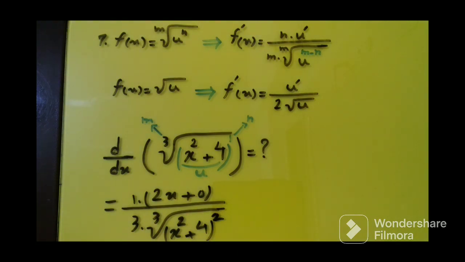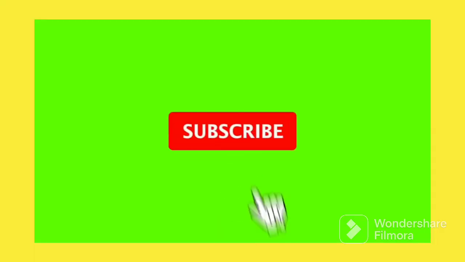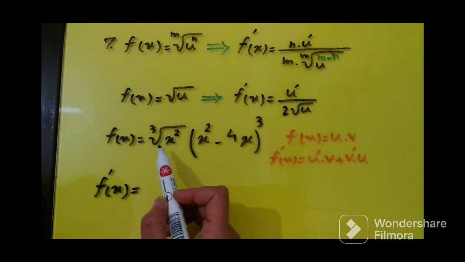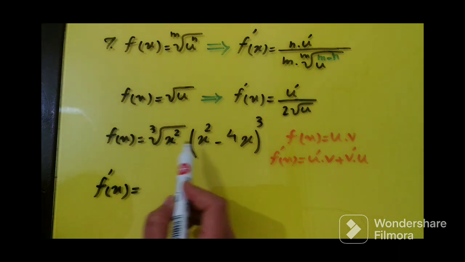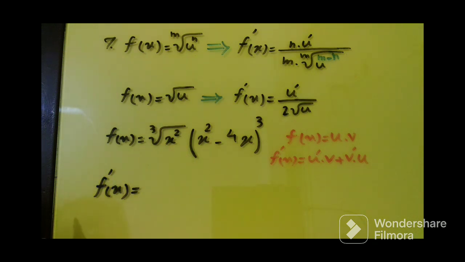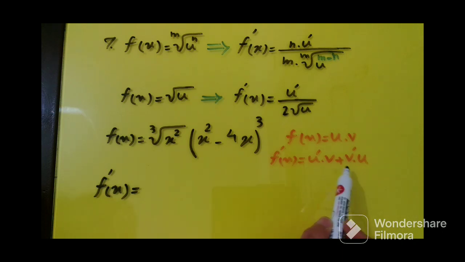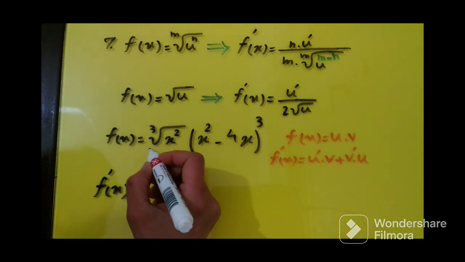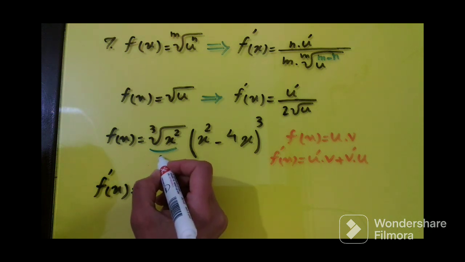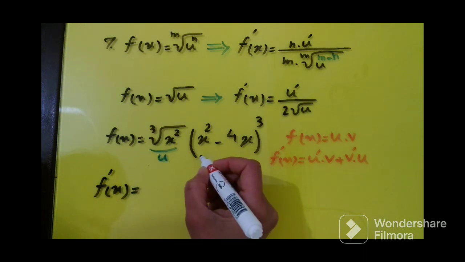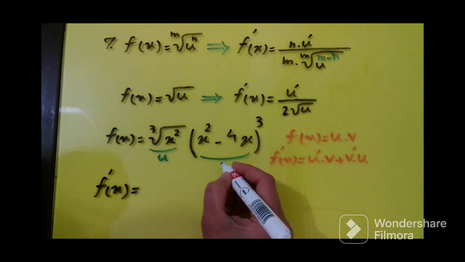Okay guys, next problem. Okay guys, as you see in this example, two functions multiply each other. So there is product rule. According to the product rule, this term is u and this term is v.